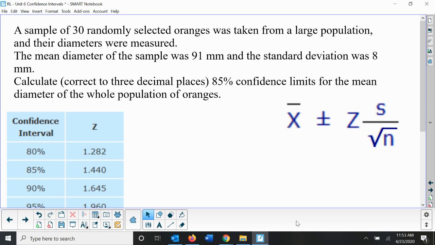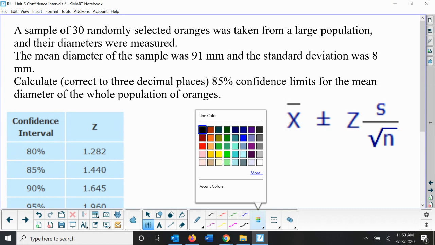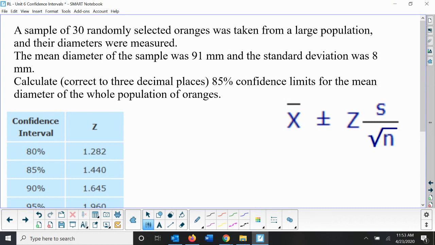Okay, so I wanted to show an example of calculating a confidence interval when you have the mean and standard deviation. We have a sample of 30 randomly selected oranges, and they measured the diameter of all 30 oranges. They found from the sample the average diameter was 91 millimeters with a standard deviation of 8. And they want us to calculate an 85% confidence interval.